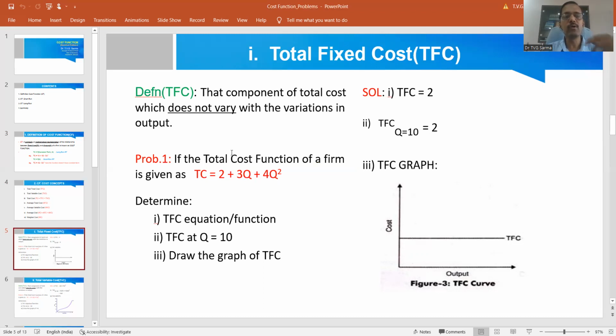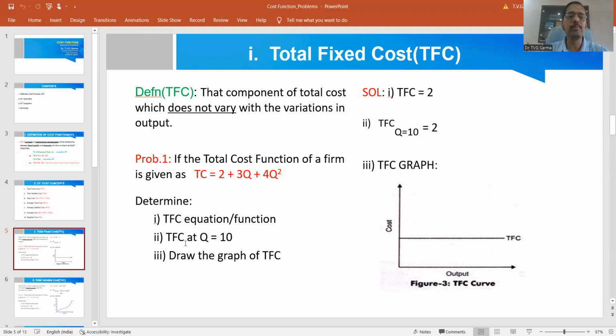For example, if the total cost function of a firm is given as TC is equal to 2 plus 3Q plus 4Q square, we can determine the total fixed cost equation or function. We can also determine total fixed cost at 10 units of output and draw the graph of this total fixed cost also. So how do we work out this solution? From the total cost equation, that portion of the equation which does not change with the variation in output is called the total fixed cost. And here we see that only 2 is an element which does not change with the variation in output. So therefore, TFC is equal to 2.